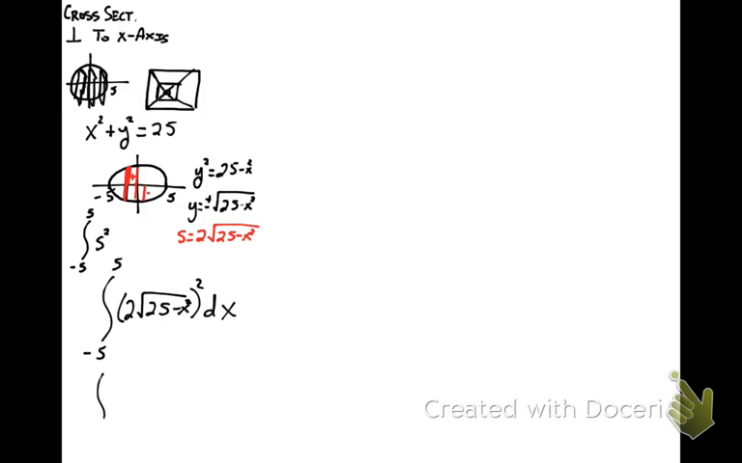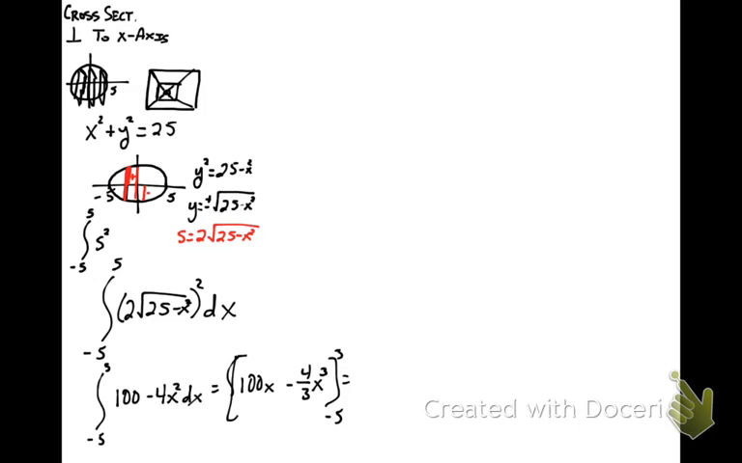If we clean this up just a little bit by squaring it, we end up with 4 times 25 minus x squared, or 100 minus 4x squared dx. And that's not really a big deal for us to integrate. When we integrate this, we end up with 100x minus 4/3 x cubed. We'll be evaluating it from negative 5 to 5.